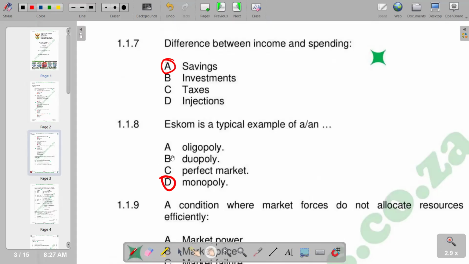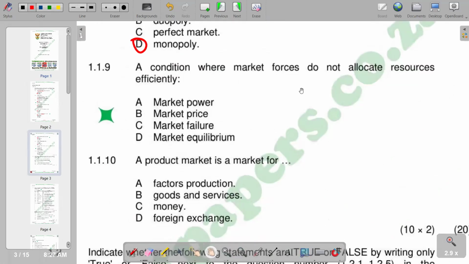So we move on to number 9. A condition where market forces do not allocate resources efficiently. Of course, this constitutes a market failure. We have market failure on C. So basically, a market failure is a situation where a free market operating on the principle of supply and demand fails to allocate resources efficiently, resulting in suboptimal distribution of goods and services. So that's the scenario that we have under market failure.